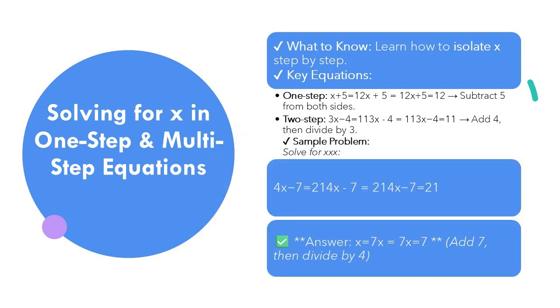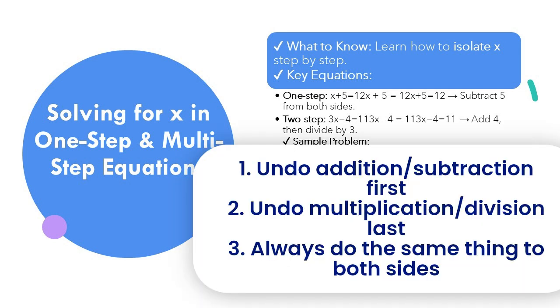Takeaway. If solving for x feels stressful, just remember these basic steps. 1. Undo addition and subtraction first. 2. Undo multiplication and division last. 3. Always do the same thing to both sides. The ACT loves to mix things up, but if you keep these steps in mind, you'll be able to break down any equation they throw at you.